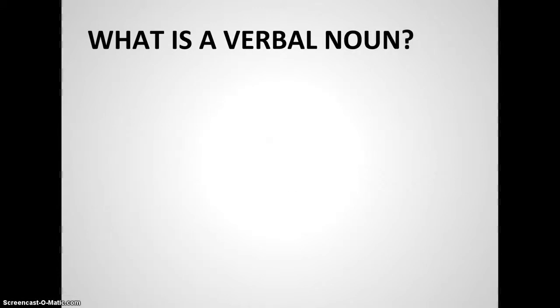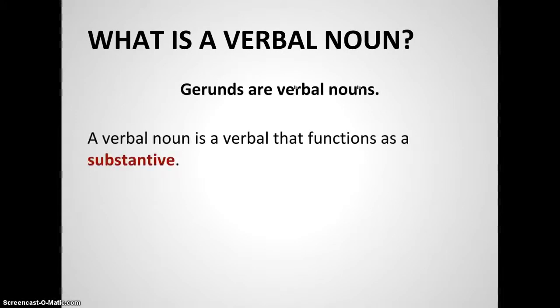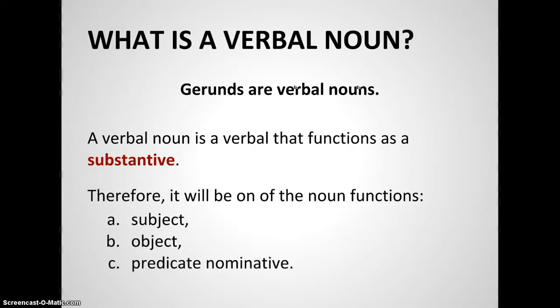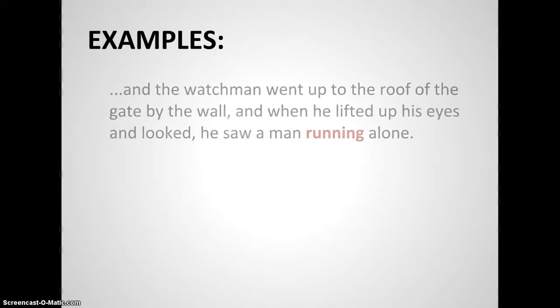Now, we distinguish participles from gerunds. Gerunds are verbal nouns, which simply means that this is a verbal that's functioning as a substantive. It will be a subject, an object, or a predicate nominative. So that's the difference between a gerund and a participle. Gerunds are substantives, they're nouns, they function as nouns. Participles are adjectives, they function as adjectives.